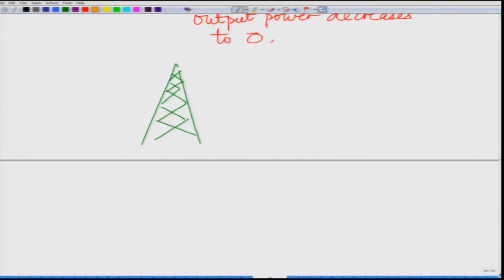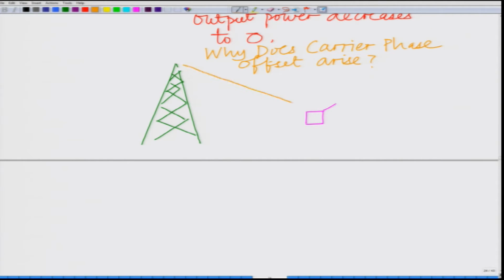So, our question is, how does carrier phase offset arise in the first place. I have a base station which is transmitting to a mobile. I am drawing a schematic: this is your base station, and this is your mobile, and this is the transmitted signal.